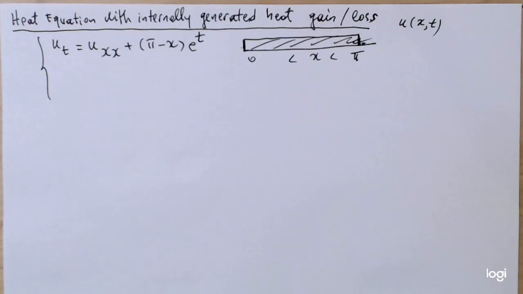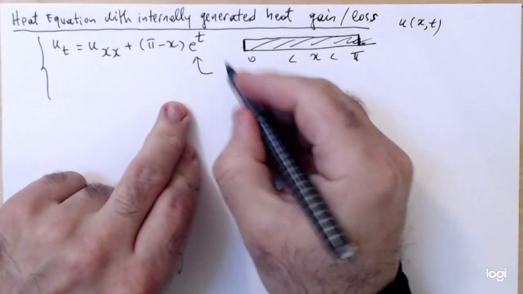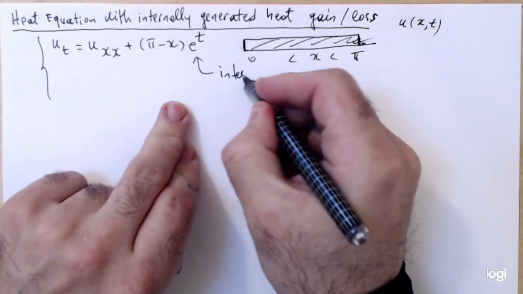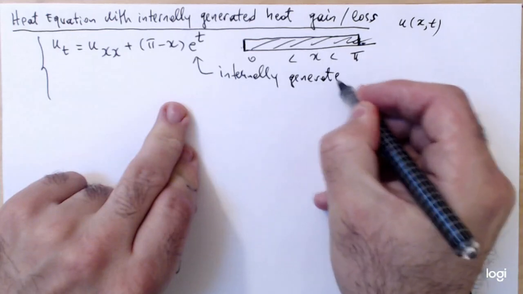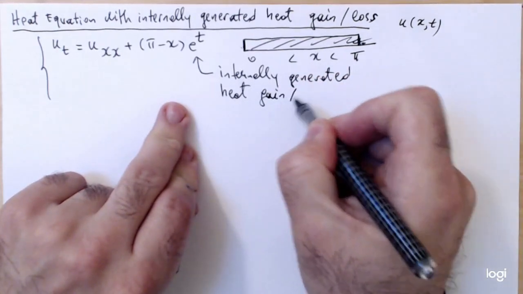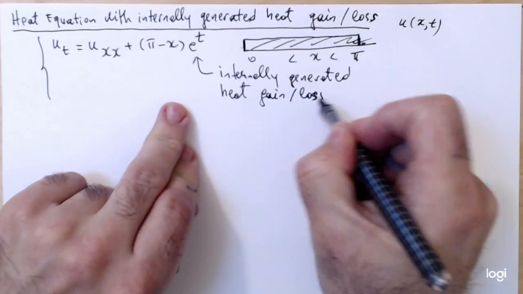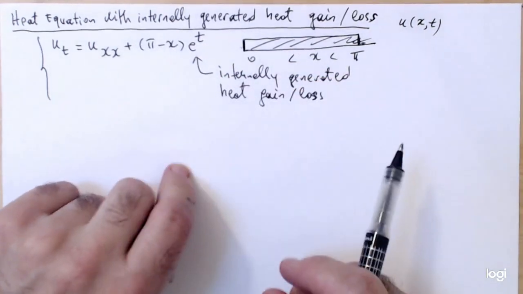Another example could be, for instance, a nuclear fuel rod. So that is the justification why this may depend on T, right? So this term here could be internally generated heat gain or loss. I'm going to call it gain or loss because the overall sign of this quantity could be positive or negative.